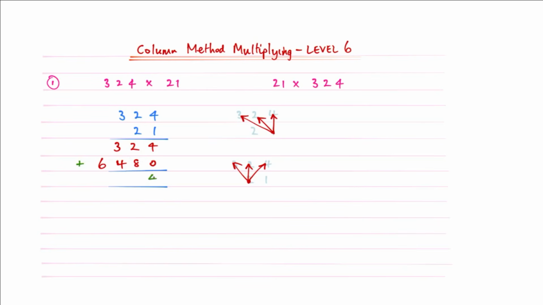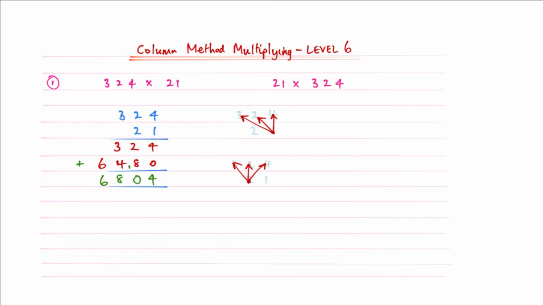So 4 add nothing is 4, 2 add 8 is 10. We can carry the 0. And again, this is just column method addition that's combined in with this. 3 add 4 is 7. Add that 1 is 8. And then obviously 6 add nothing is 6. So there's our answer to our first example, 6,804. And the only thing that is now different from level 5 is that we've just got an extra number to fan across, because level 5 just dealt with a 2-digit times a 2-digit.